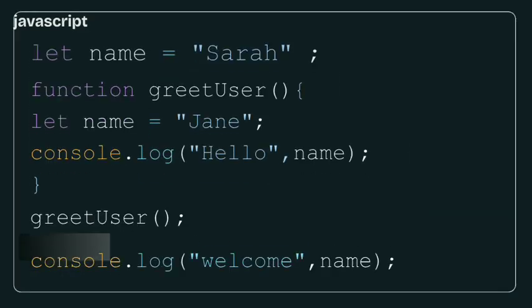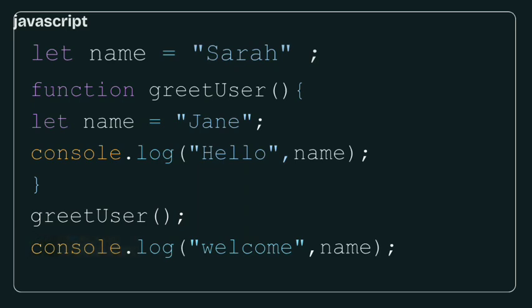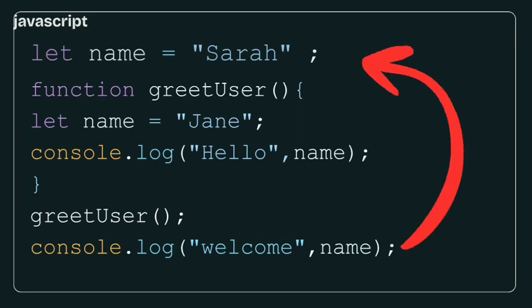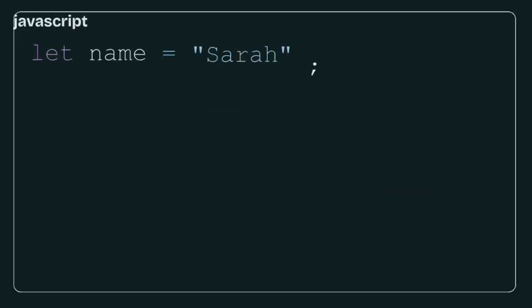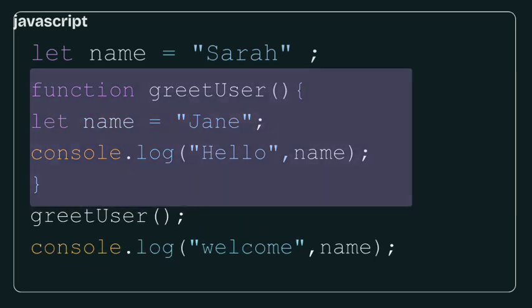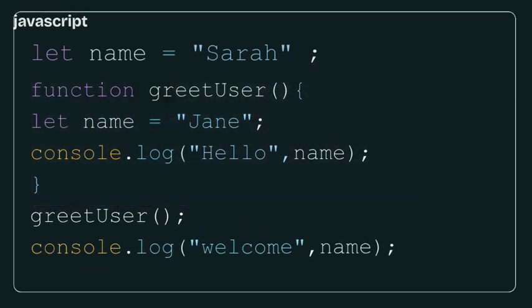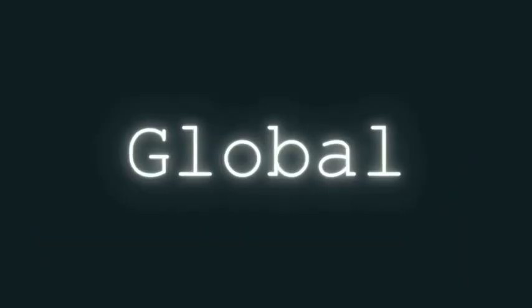When console.log is executed outside the function, JavaScript starts a search for the name variable within the current scope. It successfully locates the globally declared name variable, which holds the value Sarah. The reason Jane is not printed is that variables declared inside a function, such as name with the value Jane, become local variables. They can only be accessed and utilized within that specific function. Outside the function, these local variables are not accessible, and JavaScript will instead look for a variable with the same name in a broader, accessible scope, such as the global scope in this instance.